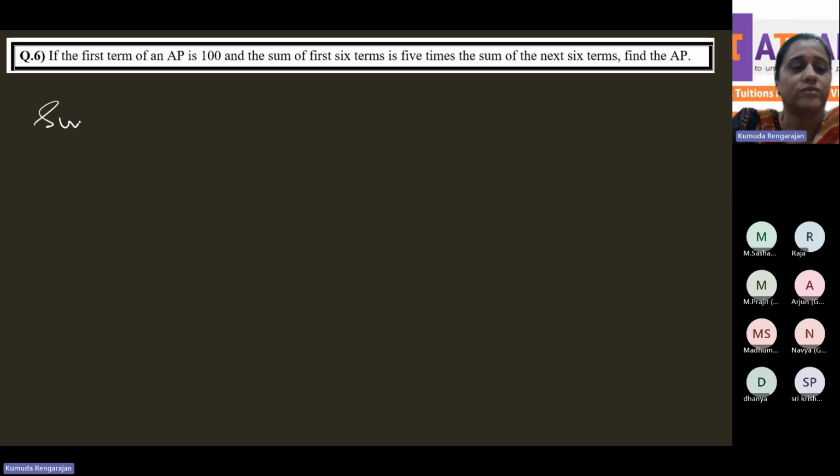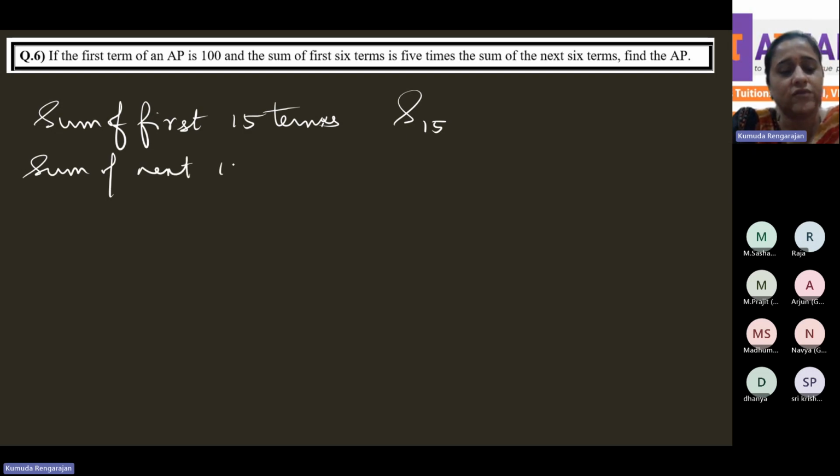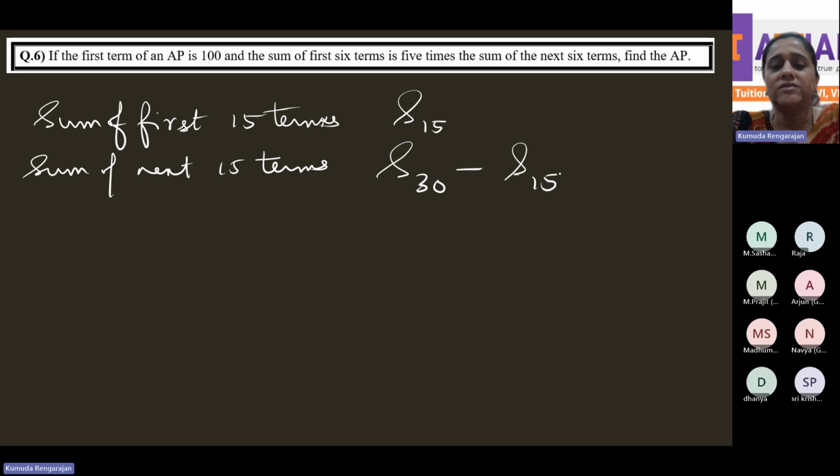So if you have the sum of the first 15 terms, that is S15. Sum of the next 15 terms, next 15 terms meaning till 30. So that will be S30 minus S15. That is the sum of the first 30 terms minus the sum of the first 15 terms will be the sum of the next 15 terms.